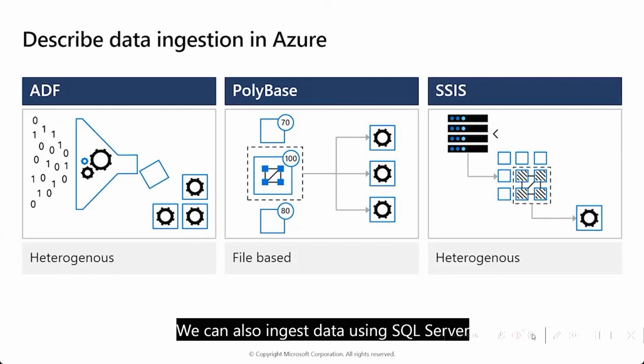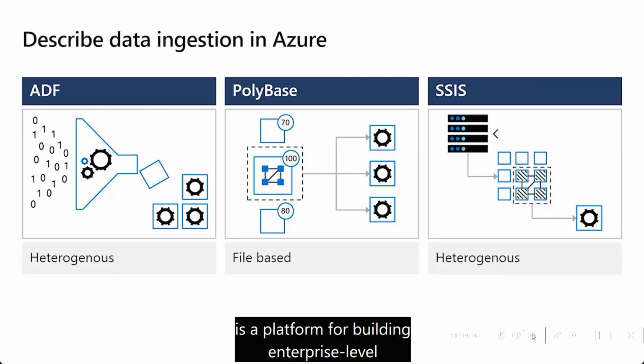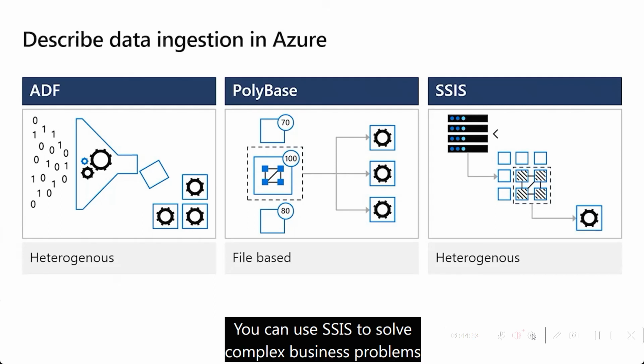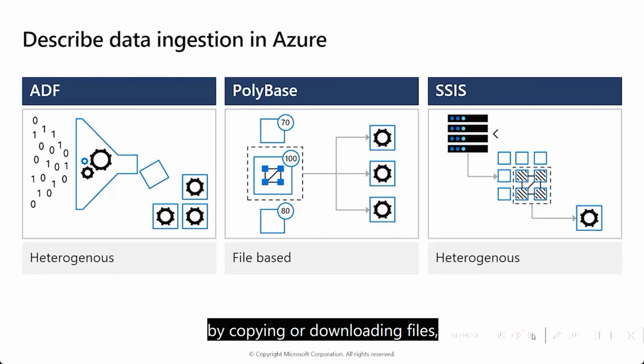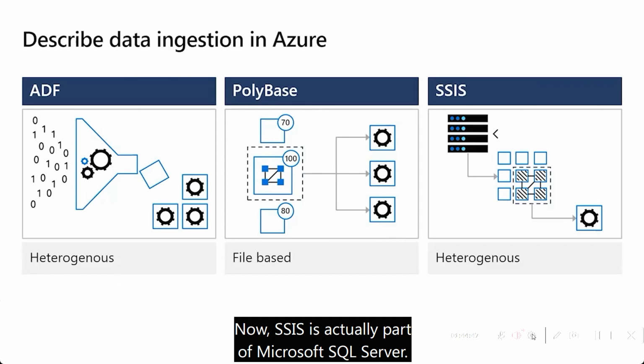We can also ingest data using SQL Server Integration Services. SQL Server Integration Services, or SSIS, is a platform for building enterprise-level data integration and data transformation solutions. You can use SSIS to solve complex business problems by copying or downloading files, loading data warehouses, cleaning and mining data, and managing SQL database objects and data. Now, SSIS is actually part of Microsoft SQL Server.